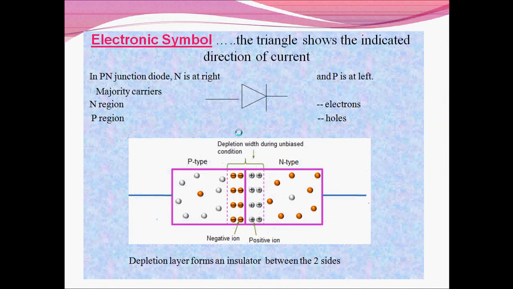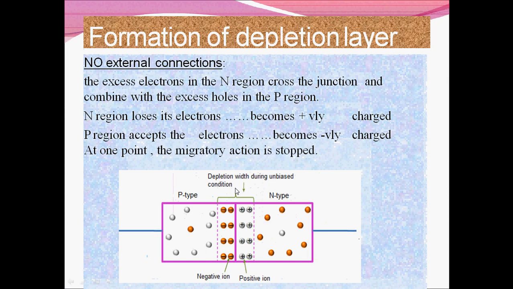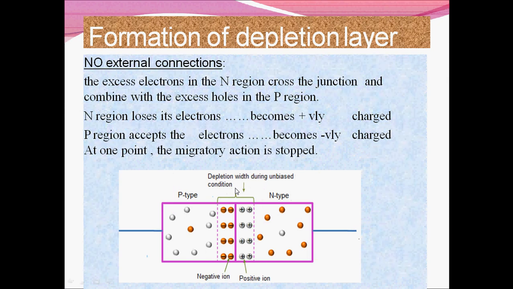Electronic symbol. The triangle shows the direction of current. In the PN junction diode, N is on the right side and P is on the left. Majority carriers in the N region are electrons, here we can see, and majority charge carriers in the P region are holes, shown with the white balls. These two regions are separated by a junction depletion layer. We can first see what a depletion layer is.